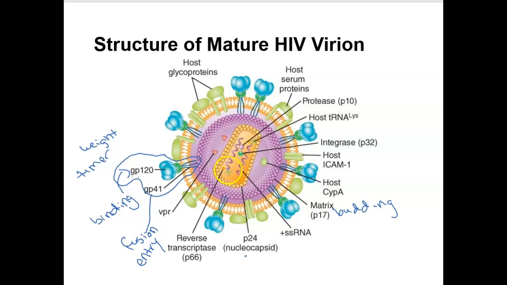And then you've got a host tRNA. That's actually labeled right here, host tRNA. This attaches to the viral RNA, and this is really important. This is what the reverse transcriptase actually binds to start reverse transcription.